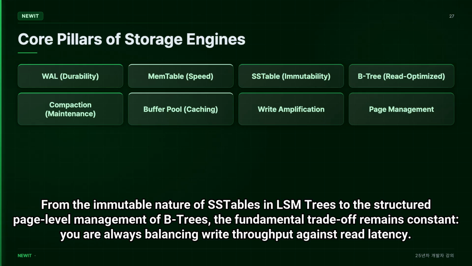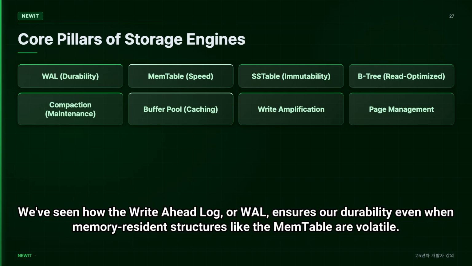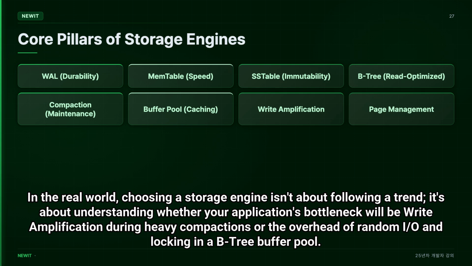The fundamental trade-off remains constant. You are always balancing write throughput against read latency. We've seen how the write-ahead log, or WAL, ensures our durability even when memory-resident structures like the memtable are volatile. In the real world, choosing a storage engine isn't about following a trend. It's about understanding whether your application's bottleneck will be write amplification during heavy compactions or the overhead of random I/O and locking in a B-tree buffer pool.